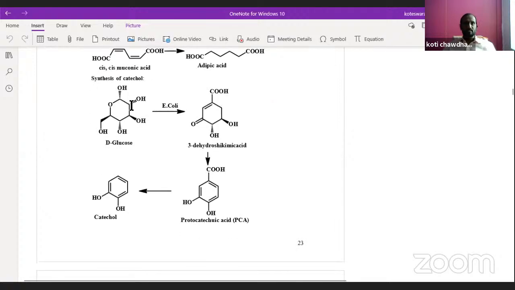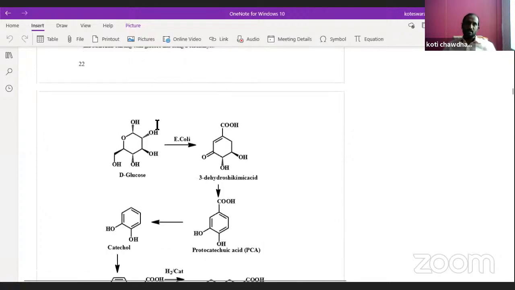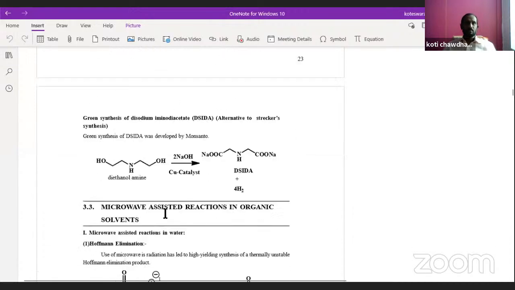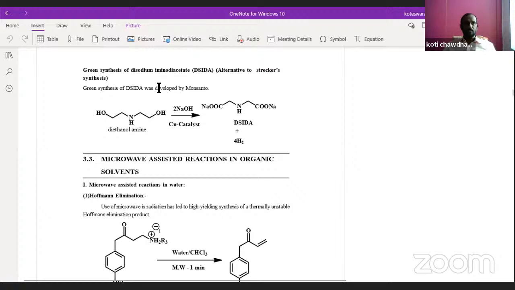Next is the synthesis of catechol. Same, this is the half procedure involved in catechol. This is the catechol synthesis. That is a completely green synthesis.